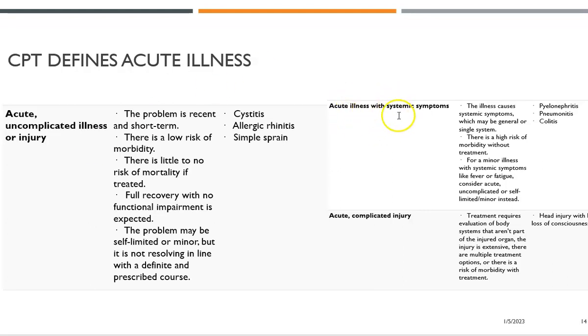Next, acute illness with systemic symptoms. So these might be symptoms that are general of one body system, like the whole respiratory system, right? Or the whole integumentary system. There might be some systemic symptoms like a fever or fatigue. Some examples are pyelonephritis, pneumonia, pneumonitis and colitis. And then acute complicated injury would be treatment that requires evaluation of body systems that aren't part of the injured organ, and the injury is extensive, such as a head injury with a brief loss of consciousness.